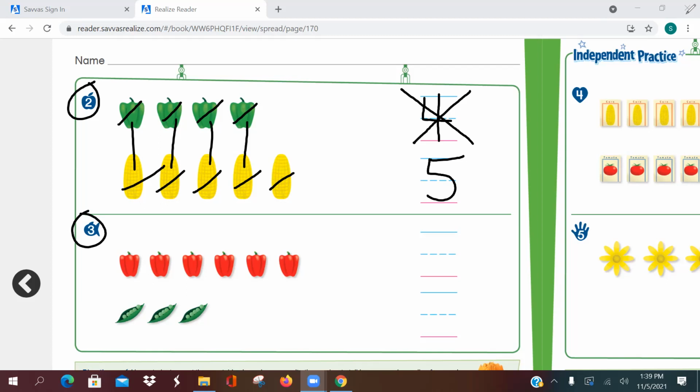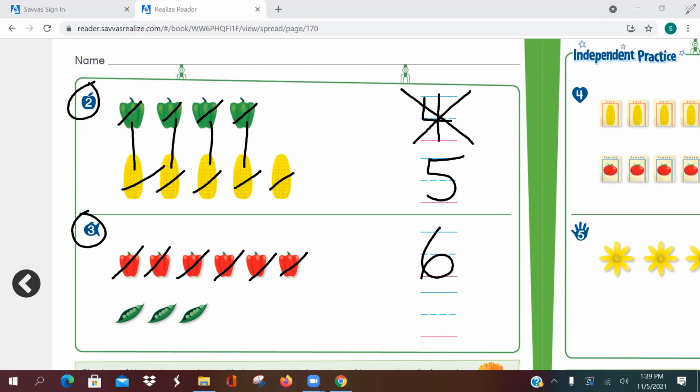Over here, we're going to count the vegetables again. 1, 2, 3, 4, 5, 6. So let's write the number 6. But this time, we're going to draw more pea pods in the lower group to make the groups equal. We're going to write the numbers to tell how many in each group, and we're going to draw a line from the top to the bottom.